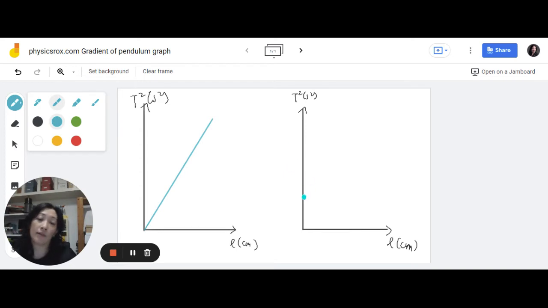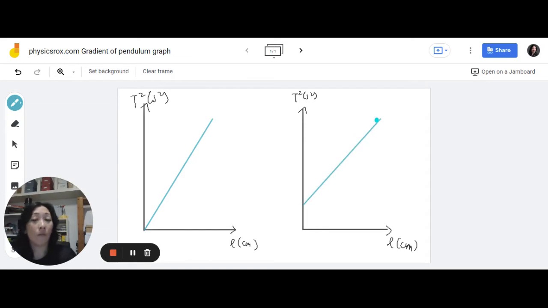Let's say, for example, you get a graph like this. That's okay, just work with it. Even if it goes through the x-axis instead, that's fine. In this video, I'm going to show both cases, whether it's directly proportional or it touches the axis instead: how do we calculate the gradient?